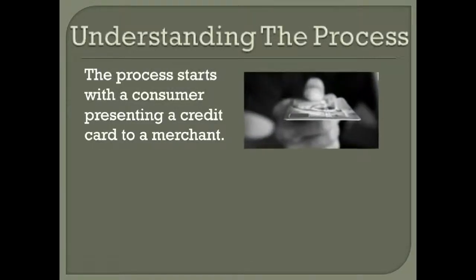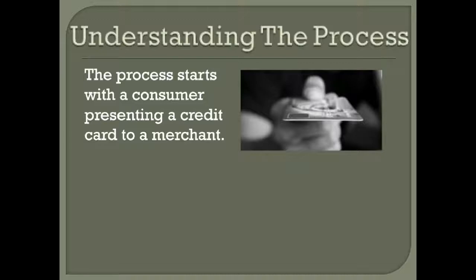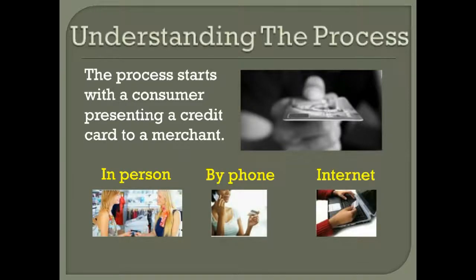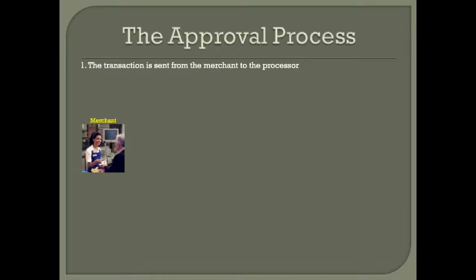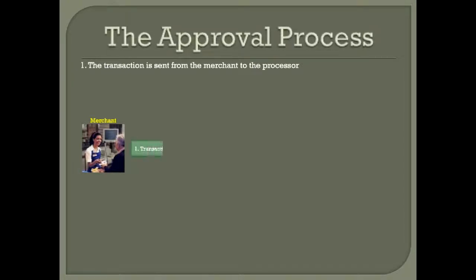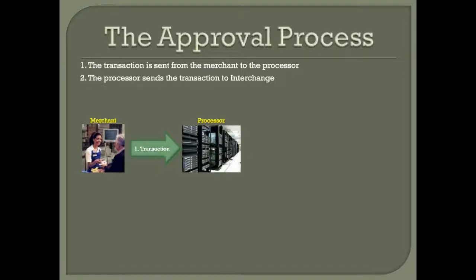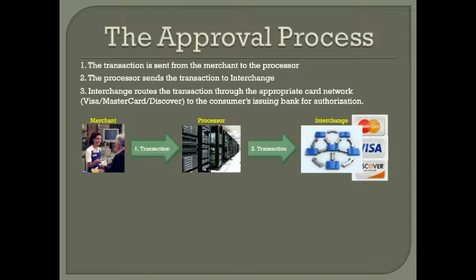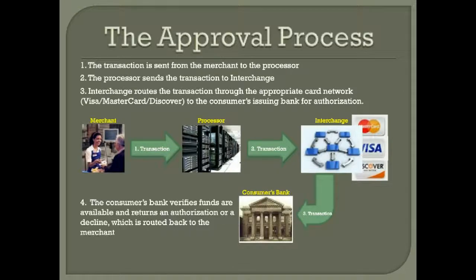The process typically starts with a consumer presenting a credit card for payment of products or services purchased, over the counter in person, over the telephone, or over the internet. Once the credit card has been entered or swiped by the merchant, it travels through secure communications to the processor. The processor sends it to Interchange. Interchange routes it through the appropriate card association or bank network to the consumer's bank for authorization. Authorization or decline is then returned to the merchant. The consumer signs a sales slip and the purchase is completed.